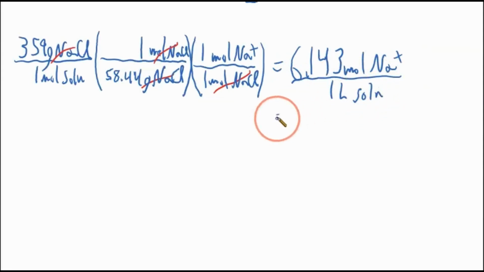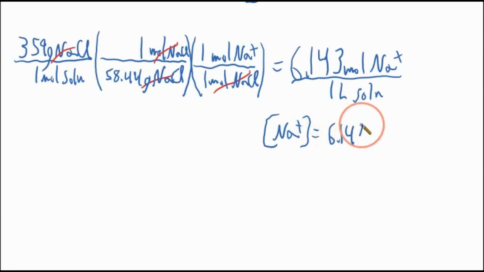So we're going to get our equilibrium constant. So our concentration of Na+ is 6.143. We have 3 sig figs. Molarity, moles per liter of NaCl. And then we can do the same thing. It's going to be the exact same number for Cl-. If you don't believe me, we're going to set up the same situation here, and that'll give us moles of NaCl.